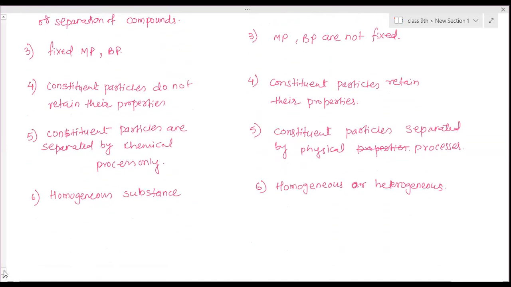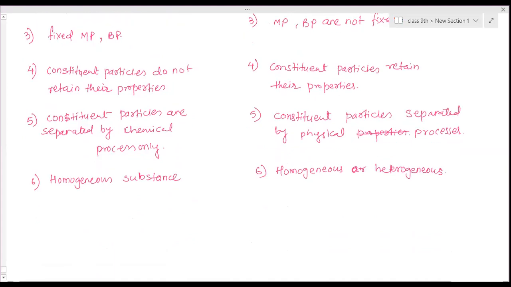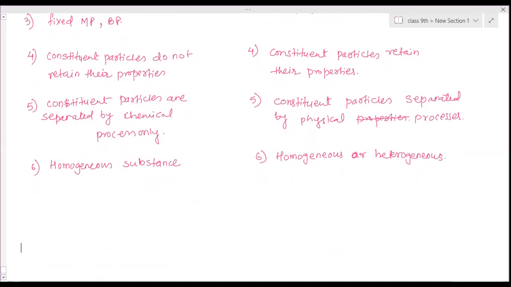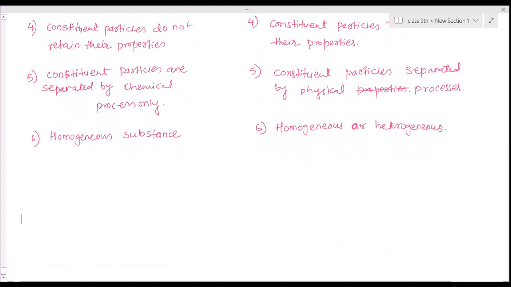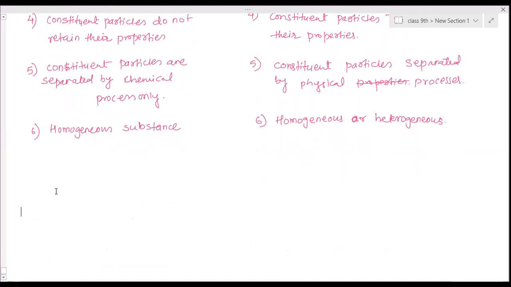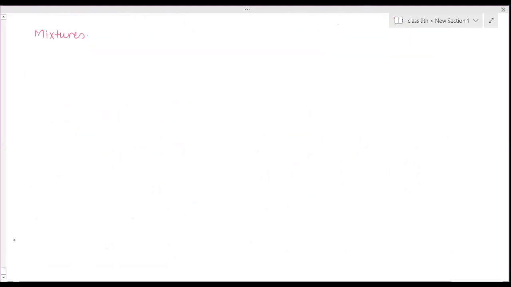This is all about the elements and compounds. Next, further in this chapter, you have learned the mixtures. So mixtures are two or more substances combined in any proportion. Mixtures are further divided into homogeneous and heterogeneous.